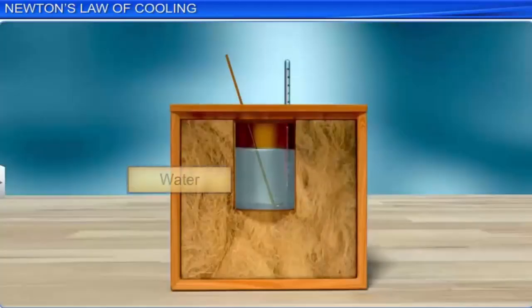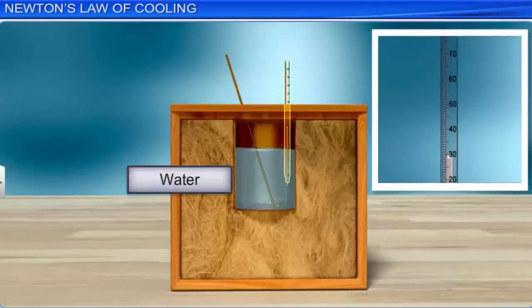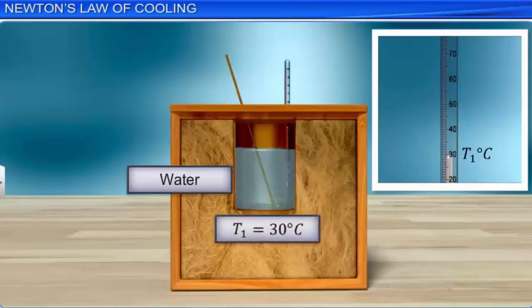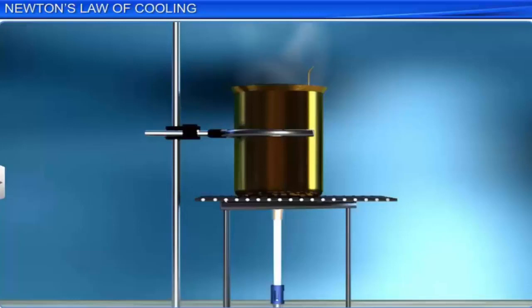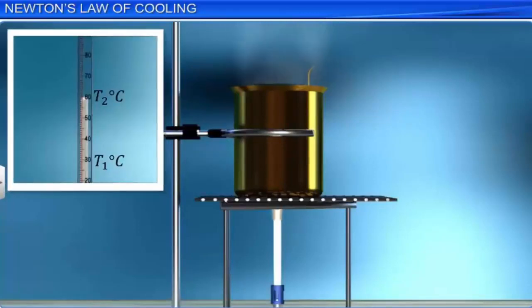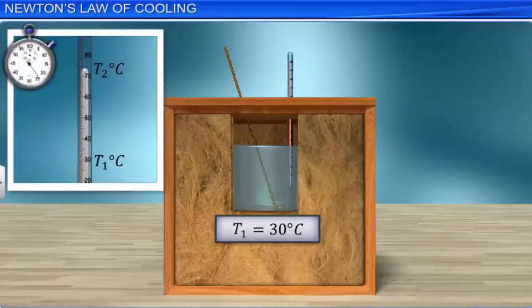Let's take some water at room temperature in a calorimeter and place in it a thermometer. If the temperature of the water is T1 degrees Celsius, then the temperature of the surroundings is also T1 degrees Celsius. Now, let us first heat the water in the calorimeter to raise the temperature to say T2 degrees Celsius, and then stop heating and allow the water in the calorimeter to cool.